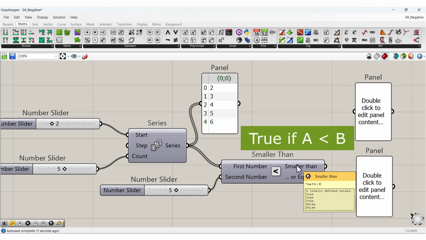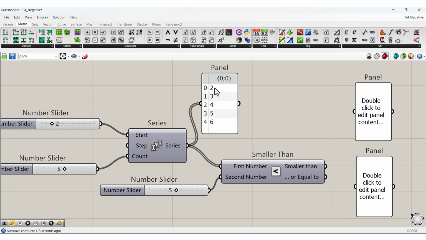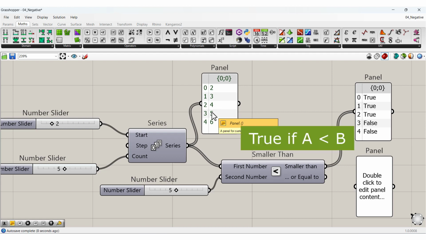If you hover, you will look at what it says. True if A is less than B. So all this list is A. Is 2 less than 5? Let us see. Yes. 3? Yes. 4? Yes. 5 is false. Why is it false?